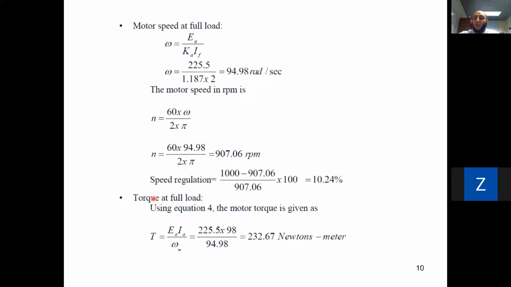In order to calculate the torque at full load, we have now the values of IA and EA. So simply we can get torque from the developed power equation. We know developed power equals torque times omega, or equals EA multiplied by IA. So simply we can substitute in the relation here and get the value of torque. So the torque here is approximately 230 Newton meters.